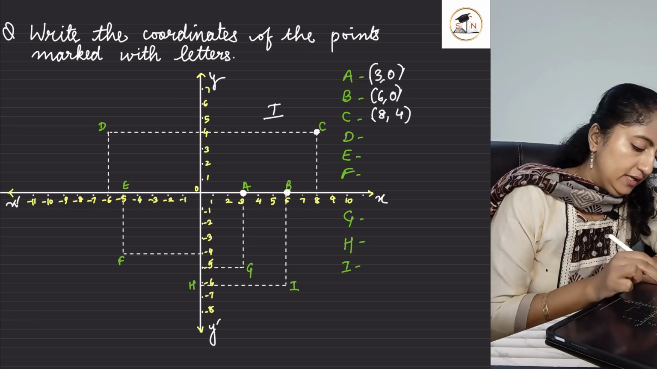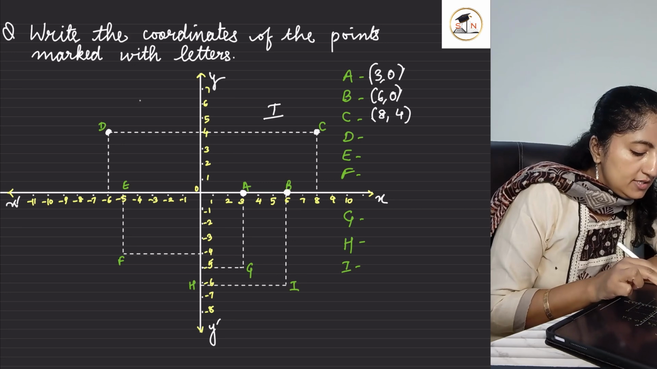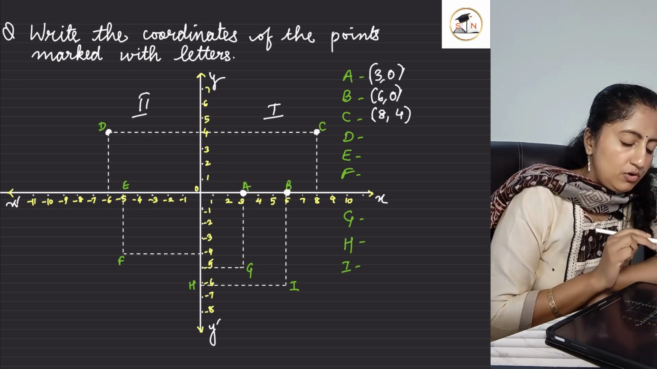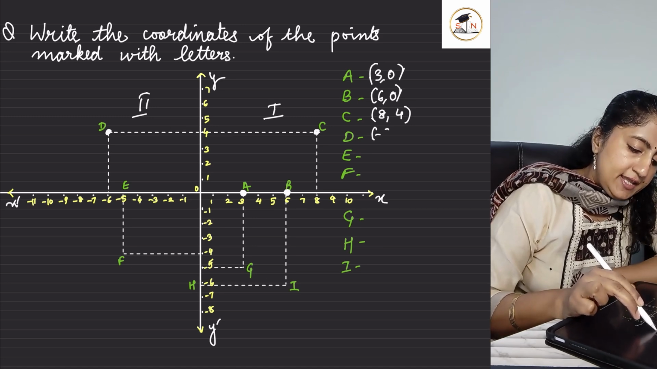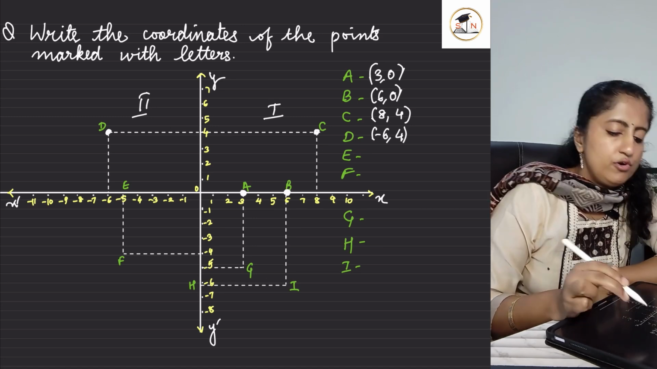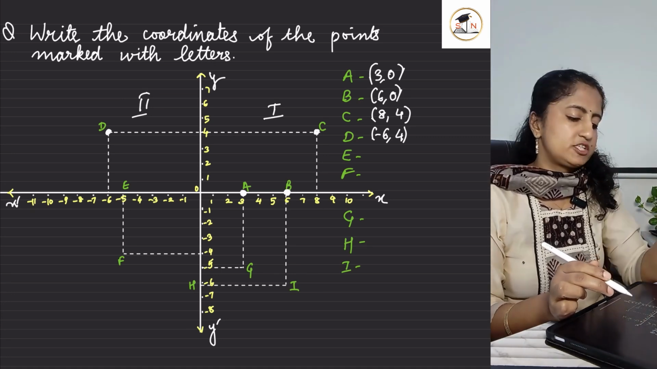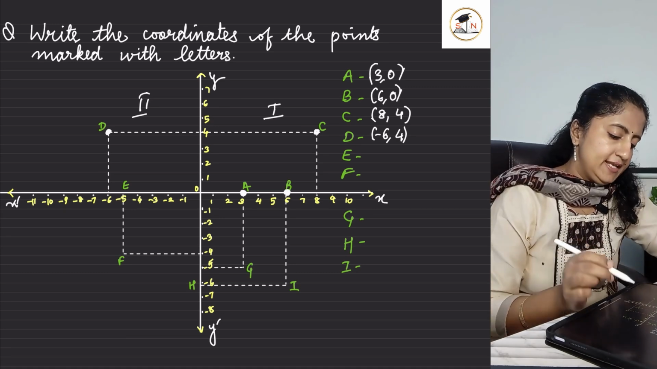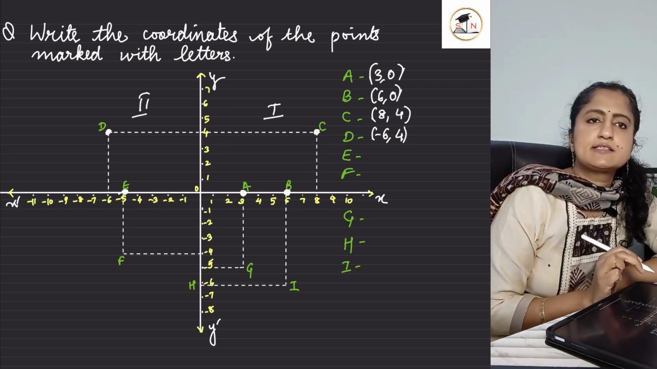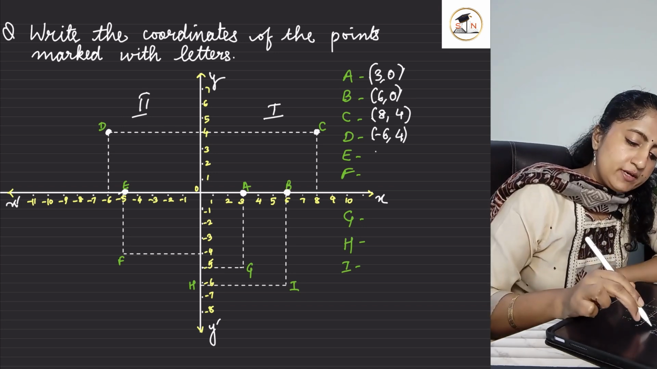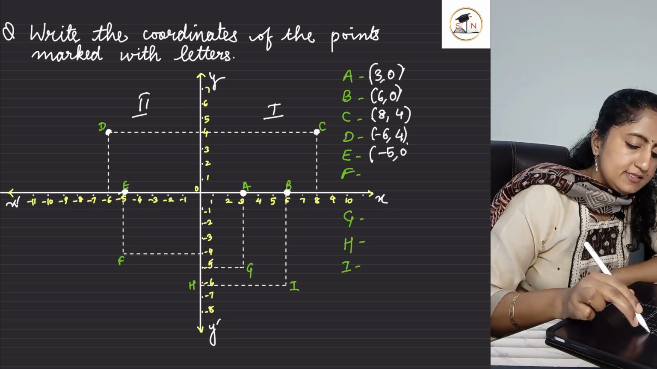Okay, next, D. Which quadrant is it? It is your second quadrant, right? Now talking about the points for D. The coordinate for D is -6 and 4. Because we can see D is pointing to the negative side of x and positive side of y. Okay. Next, E. E is again lying on the x-axis, right? So quickly think your coordinates for E. It is -5 and 0.